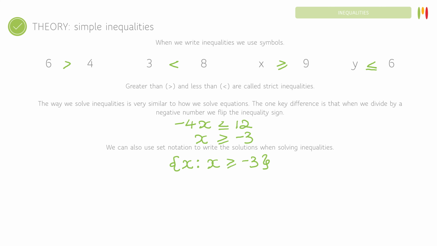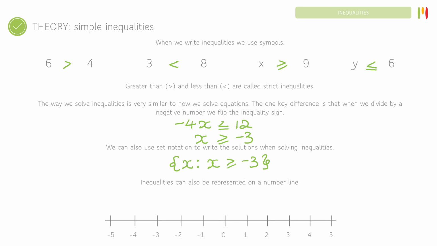Inequalities can also be written on a number line. We use a circle to show the boundary value and an arrow to show which values are part of the solution. So if we want to represent x is greater than or equal to minus 3 on a number line, we would draw a solid circle above the peg that represents minus 3 on the number line and draw an arrow to the right. This demonstrates that x is any value greater than or equal to minus 3.